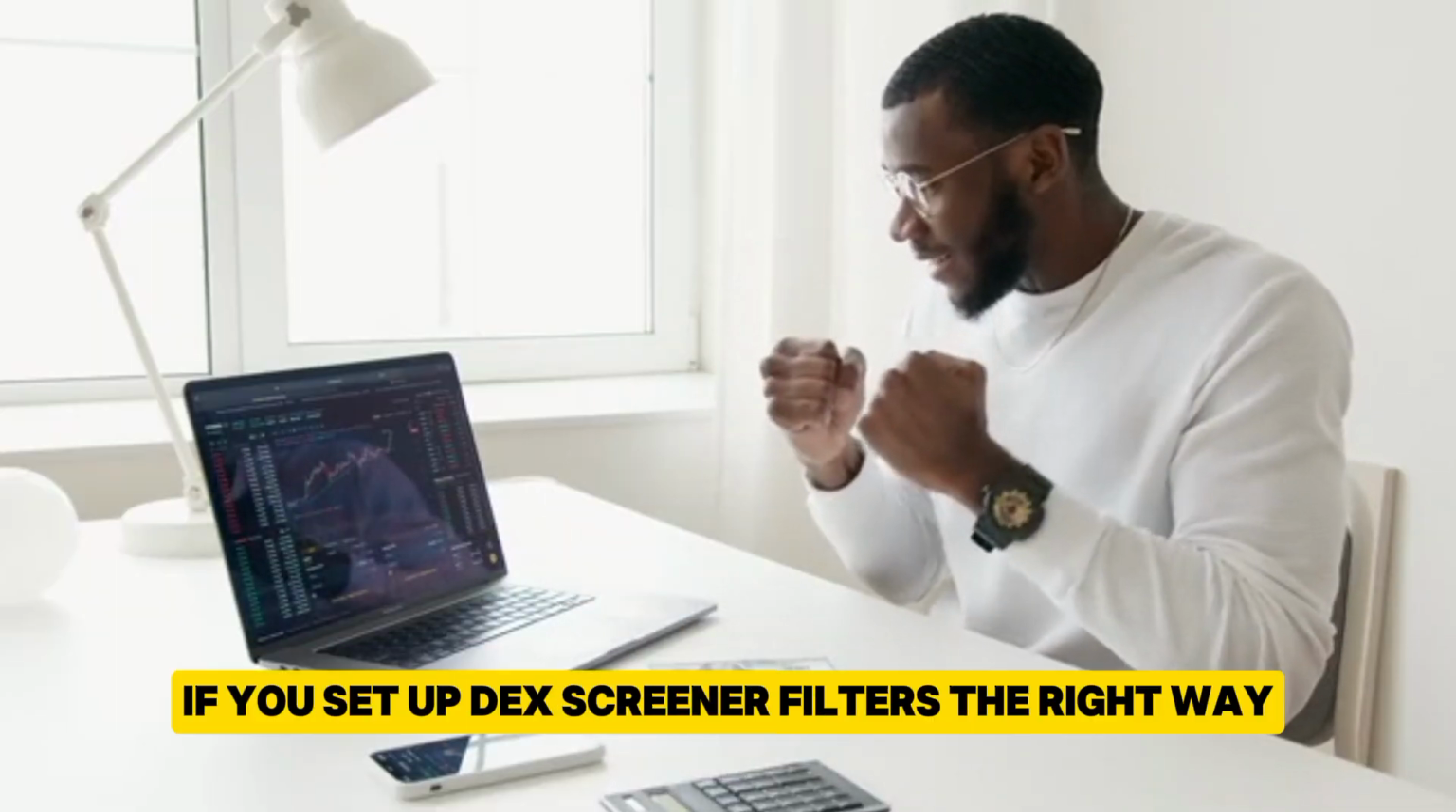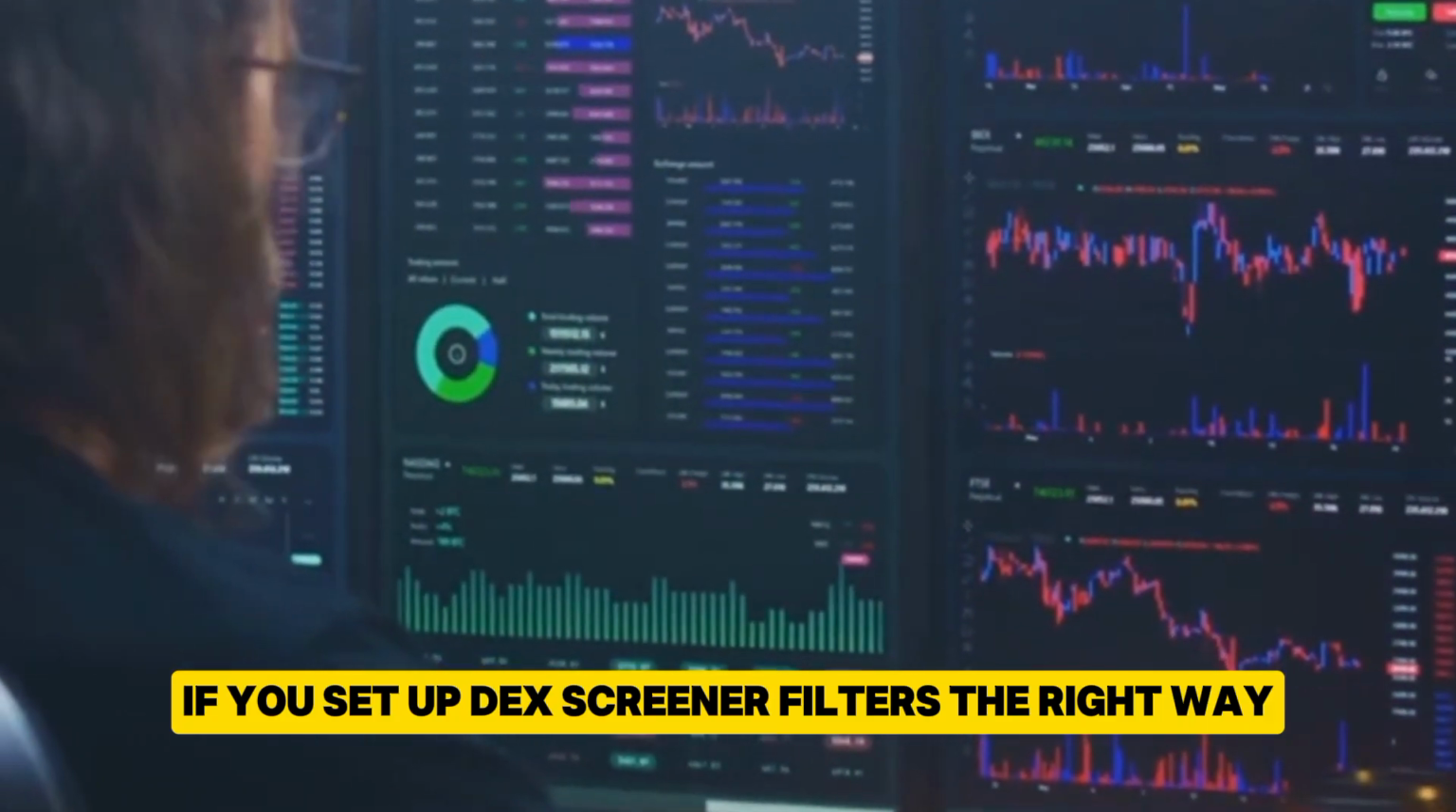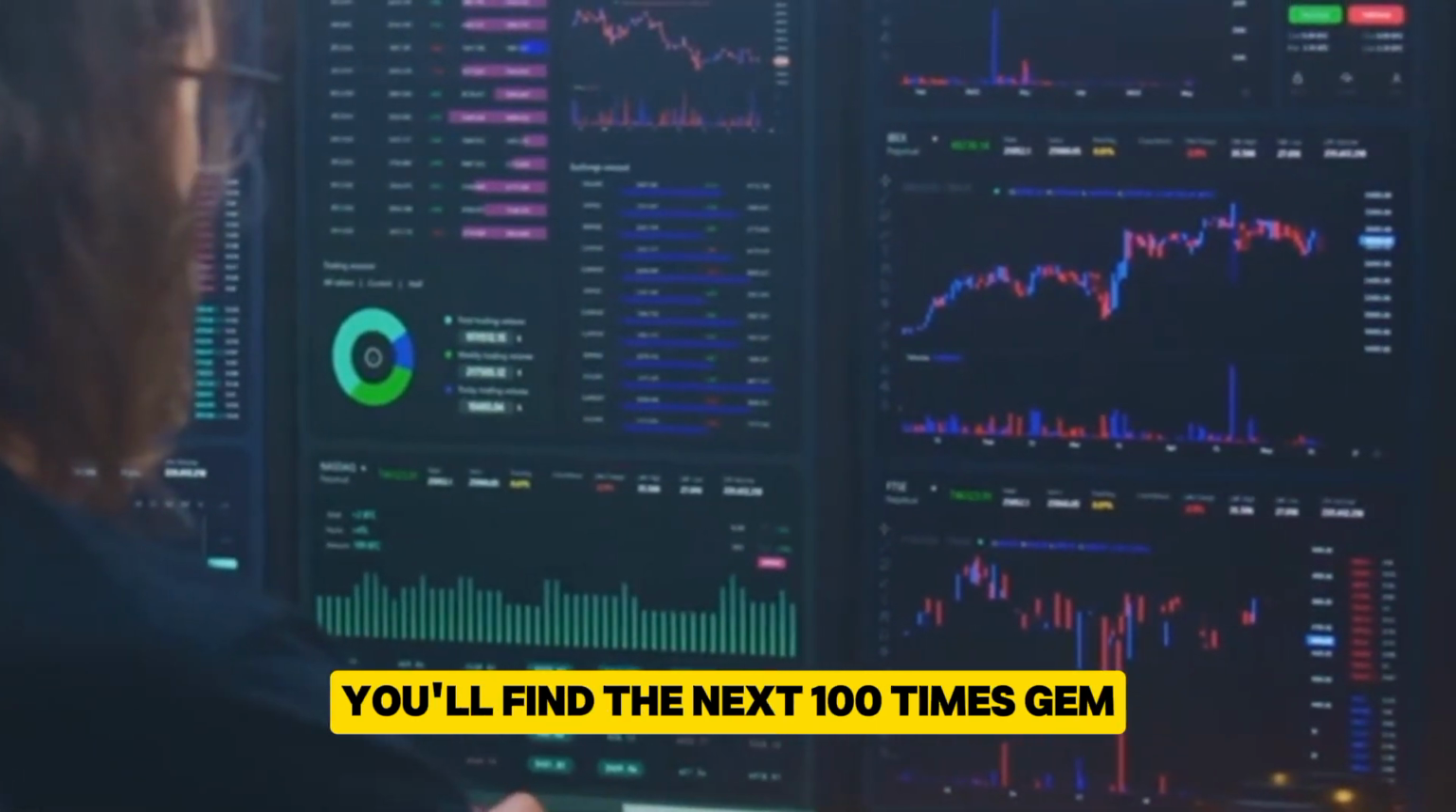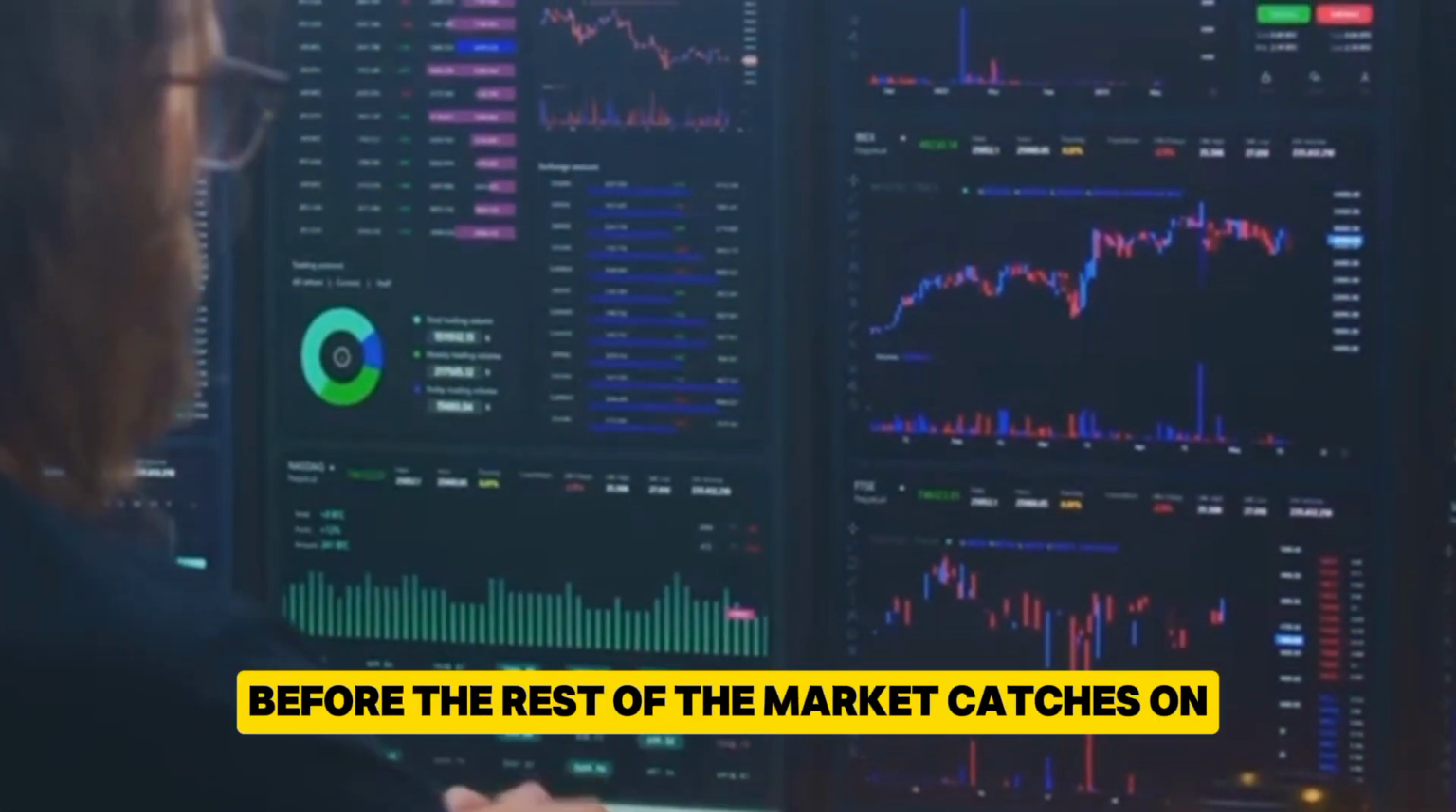And that's it! If you set up Dexscreener filters the right way, you'll find the next 100 times gem before the rest of the market catches on.